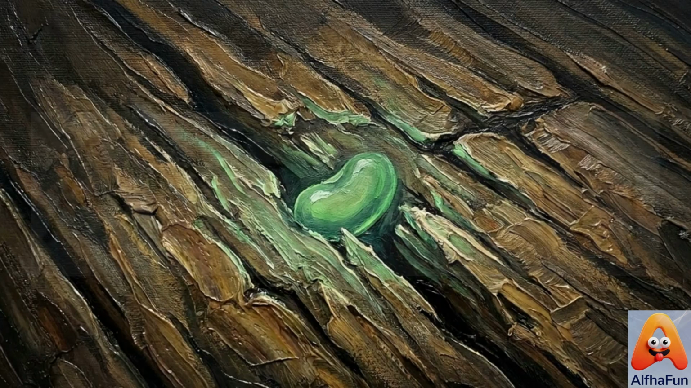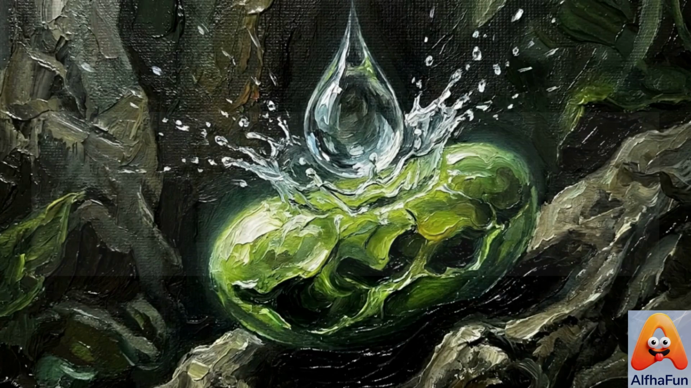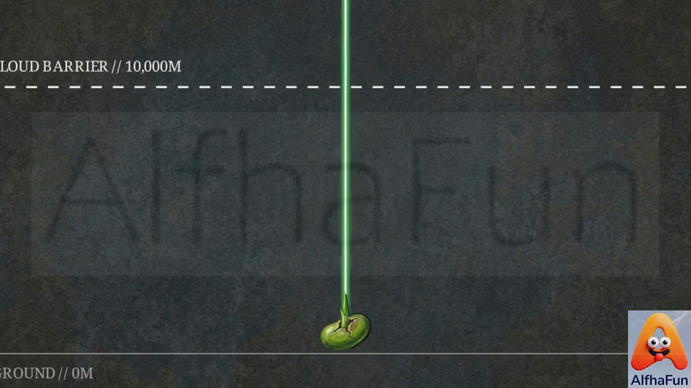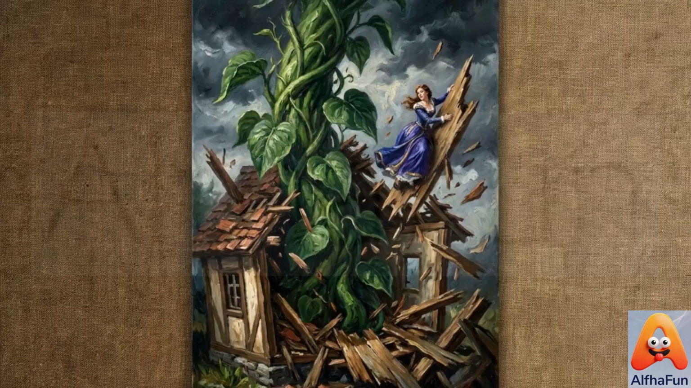He drops a single magical seed onto the floorboards of his house, and a stray drop of rainwater makes contact with the husk. This schematic shows the mechanics of the growth. The water acts as a violent catalyst. The seed expands instantly, shooting a dense vector line of organic matter through the cloud barrier. It obliterates the house from its foundation and drags the resident princess upward, physically connecting two separate worlds.